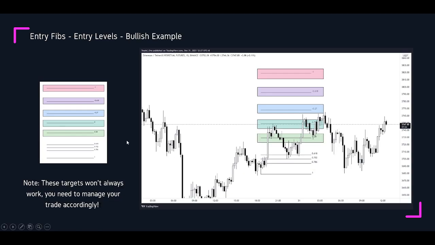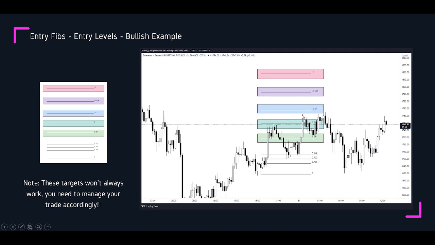With being bullish. So you can see the multicolored Technicolor Dreamcoat that we've knocked up here. But remember, folks, that I don't personally use this for my fibs. It's just to help you guys out. So again, disclaimer, these targets won't always work. You need to manage your trade accordingly. So don't go whinging back to me. Go and work it out for yourself. Play around with these and you'll see what works and doesn't.